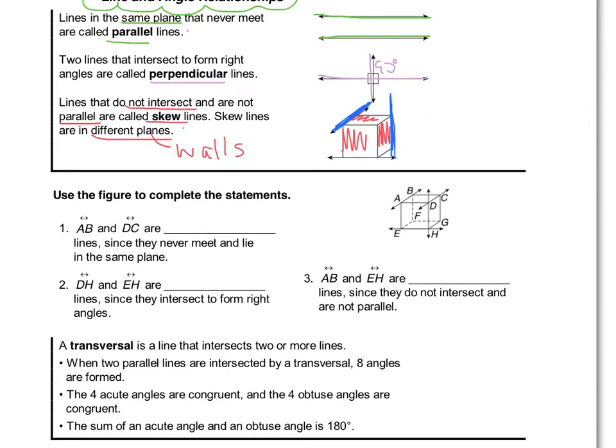Now we're looking at this figure down below for number 1. AB is this line right here, on the top, on the ceiling. And then DC is this line on over here. It is also on the ceiling. So they are on the same plane, okay? So these are blank lines. Since they never meet, but they are on the same plane, we are going to call those lines parallel.